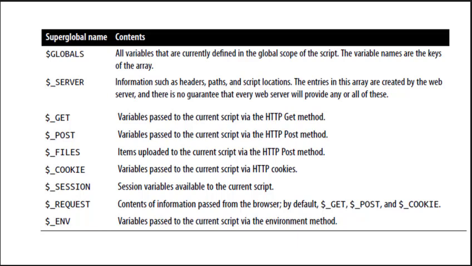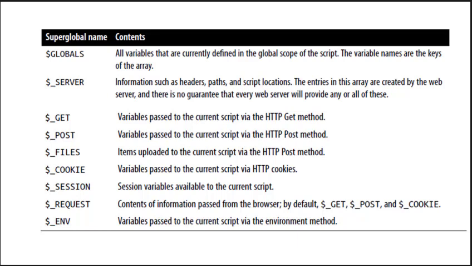Files, essentially the items that you uploaded to this script, but this is still HTTP post. Cookie, essentially the variables passed using the cookies. Session, the sessions. Request, all the requests like get, post, and cookie. And finally, env, essentially the variables in the environment. That's it. So especially the get and post can be useful, also cookie. We'll see how to use them later.